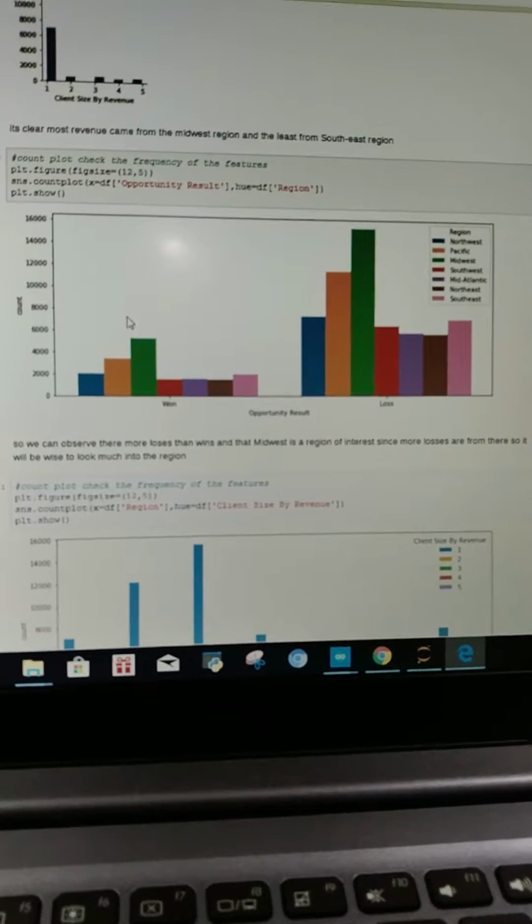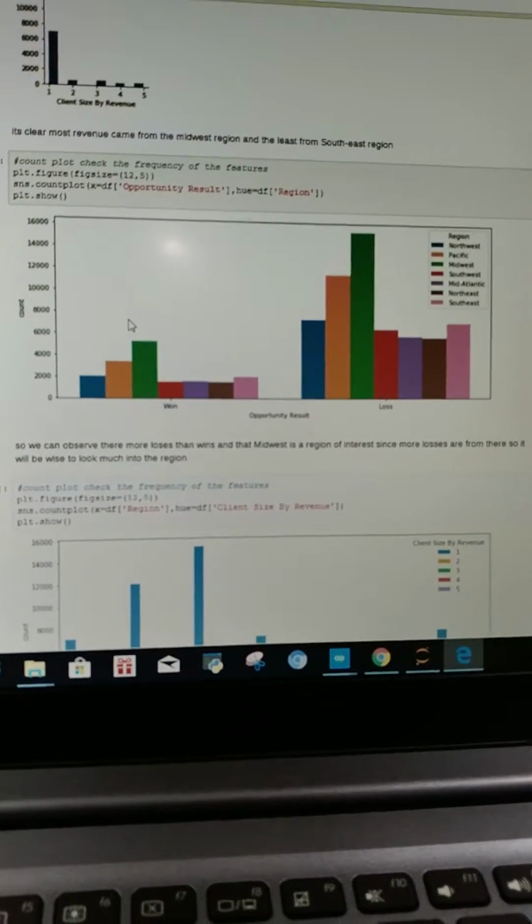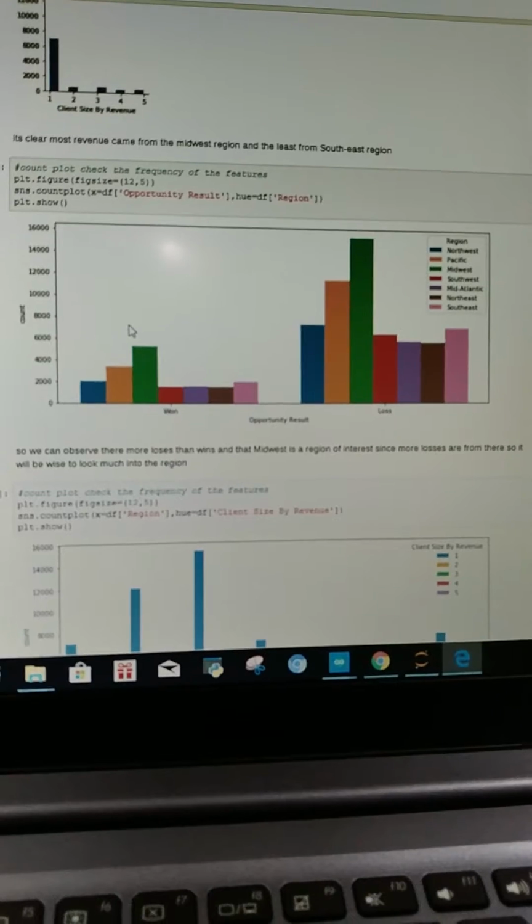So this is also a good way to look at the data. The northwest region might be a very important region to look at, so that we are able to convey more wins into the company.